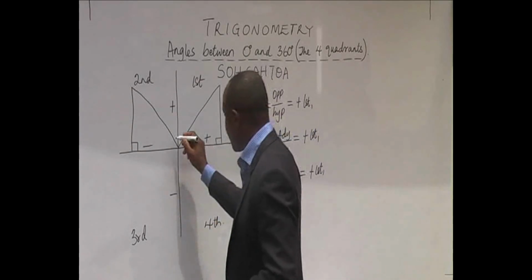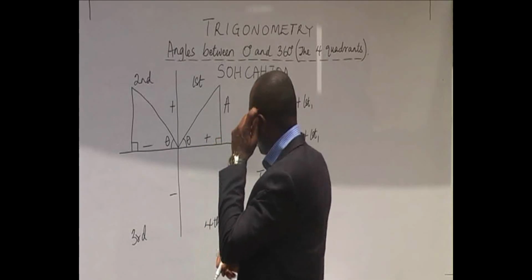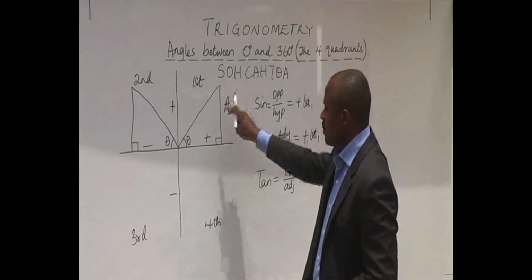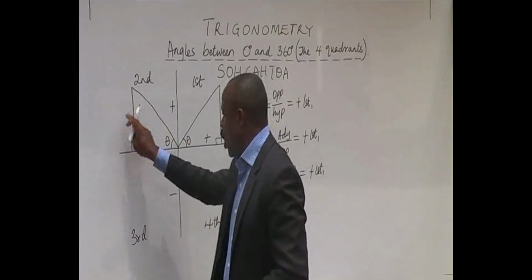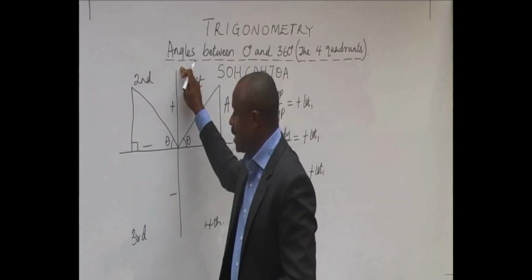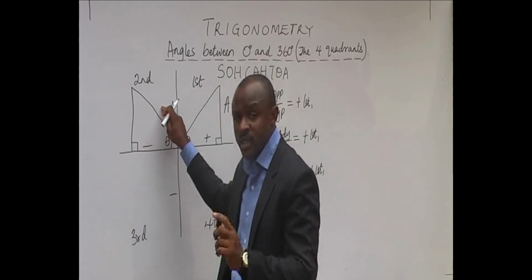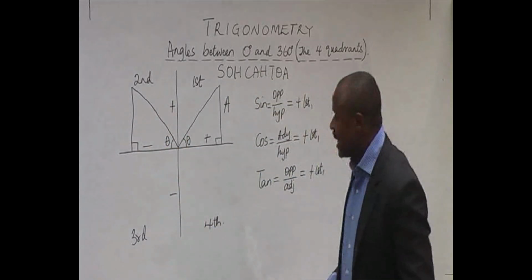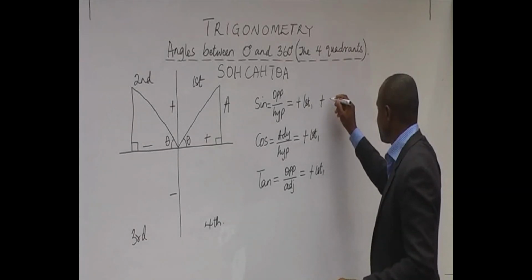Now the theta is here. If you find sine, sine is opposite over hypotenuse. The sine of this angle is opposite over hypotenuse. The opposite is representing the positive side of the y-axis. So we have plus dividing plus. The hypotenuse is always positive. Positive dividing positive will give you positive. That means our sine in the second quadrant is positive.